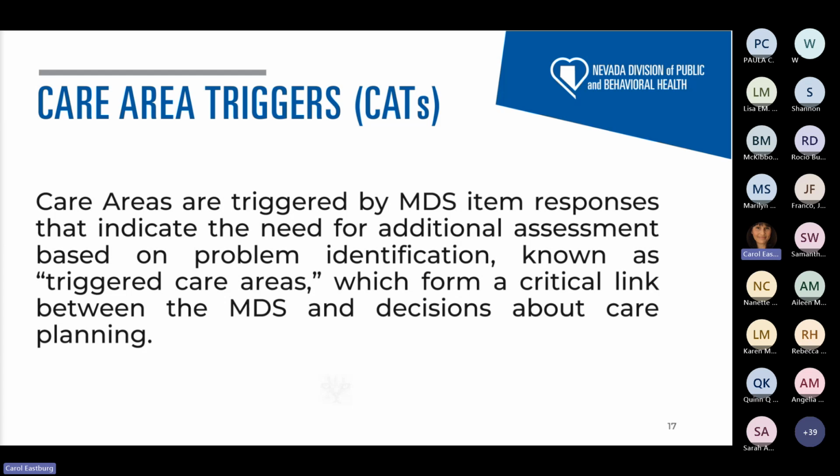The CATs form a critical link between the MDS and decisions about care planning, and the manual provides guidance through every step of each process along the way. Interpreting and addressing the care areas identified by the CATs is the basis of the care area assessment process and helps by providing additional information for the development of an individualized care plan.